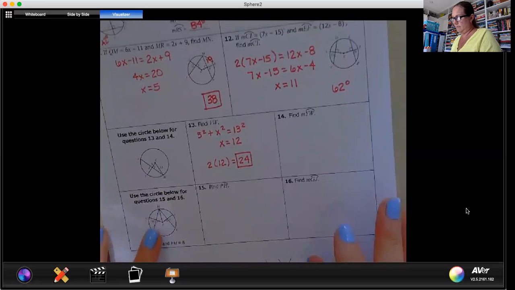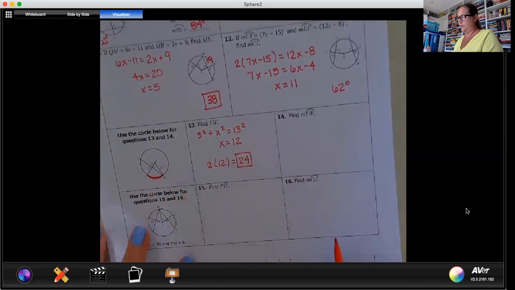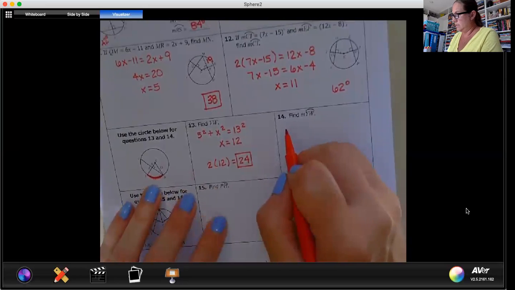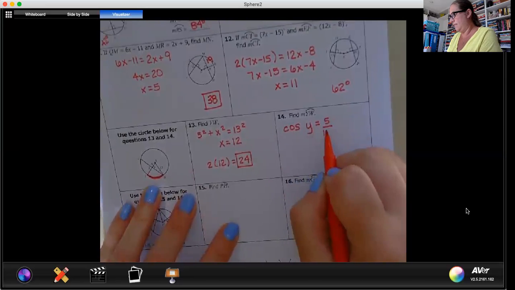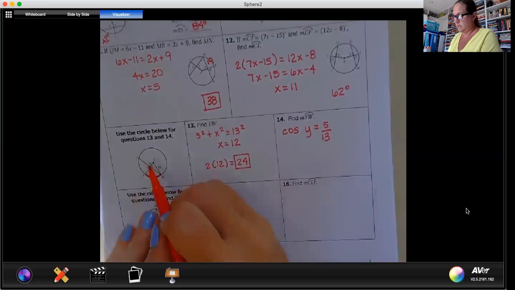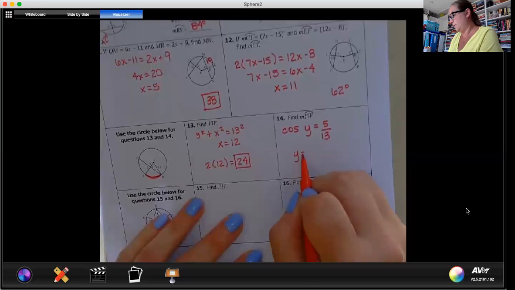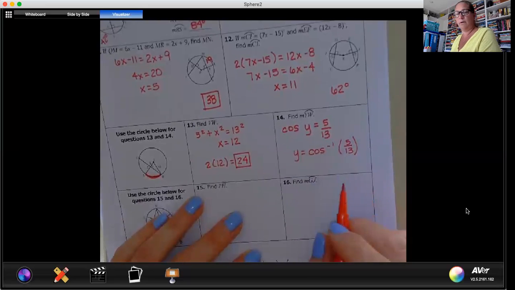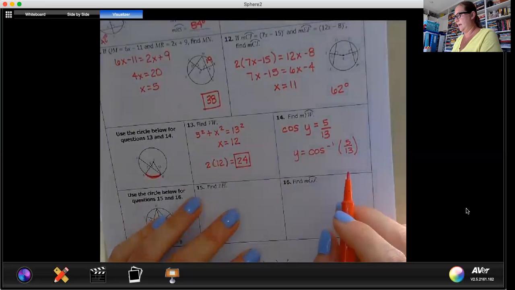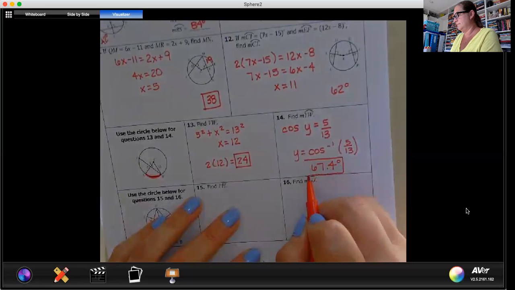And to find the measure of arc YW, we are going to use our cosine function. So the cosine of y in our triangle is 5 over 13. Remember SOHCAHTOA. So adjacent over hypotenuse. So to find y, we do the inverse cosine of 5 over 13. We want to make sure we're in degree mode, and we hit second cosine 5 divide 13, and you should get 67.4 degrees.